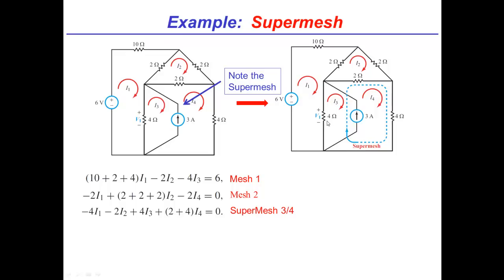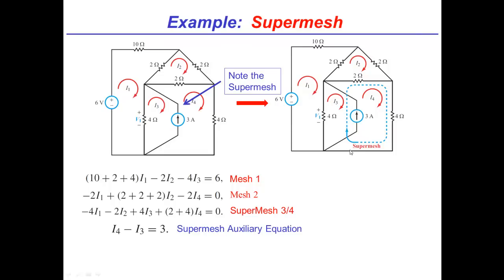Just because you're a super mesh, you shouldn't feel like both I4 and I3 should be in every one of the KVL expressions. It really is just as though you were doing a normal mesh. You're just going around the outside of both of them using whatever terms you need. Now, the problem is, of course, that we've got 3 equations, but we've got 4 unknowns, I1, I2, I3, and I4. But this is where the auxiliary equation comes to the rescue.